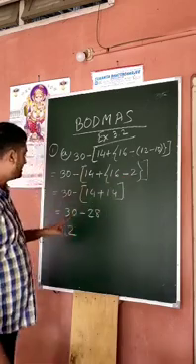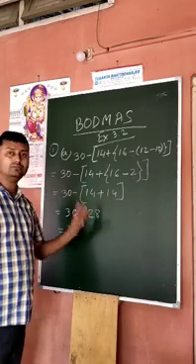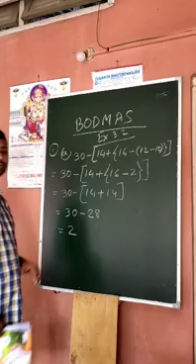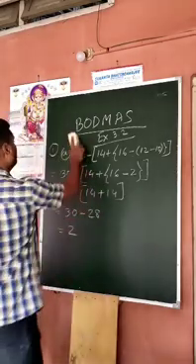Next, 30 minus 14 plus 14 becomes 28. After solving this, this bracket automatically removes. So 30 minus 28 becomes 2. So the answer is 2. I think all of you understand. Okay, so come to question number B.